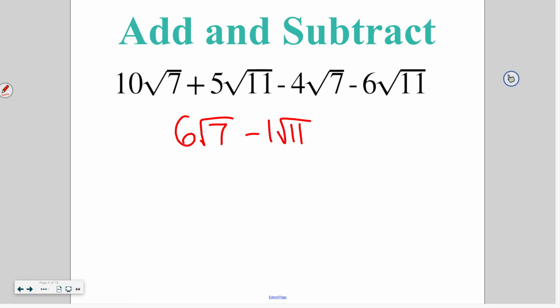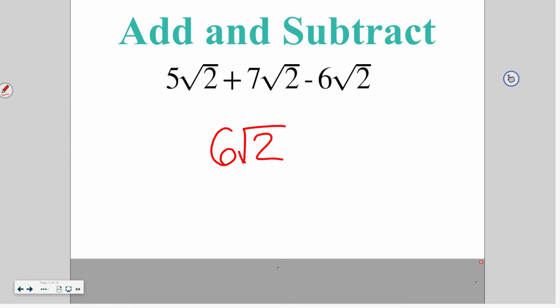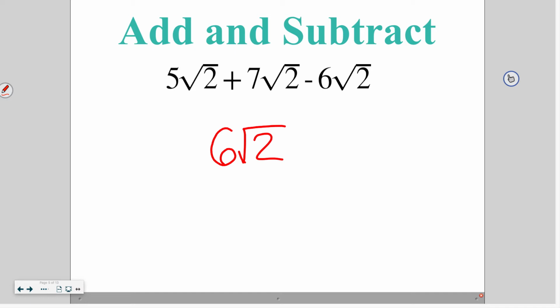I cannot put these together, just like I can't put 6x minus 1y together. I can't put 6 square roots of 7 minus 1 square root of 11 together. So that would be my final answer. Go ahead and try this one on your own. 5 and 7 is 12. Minus 6 gives us 6 square roots of 2.